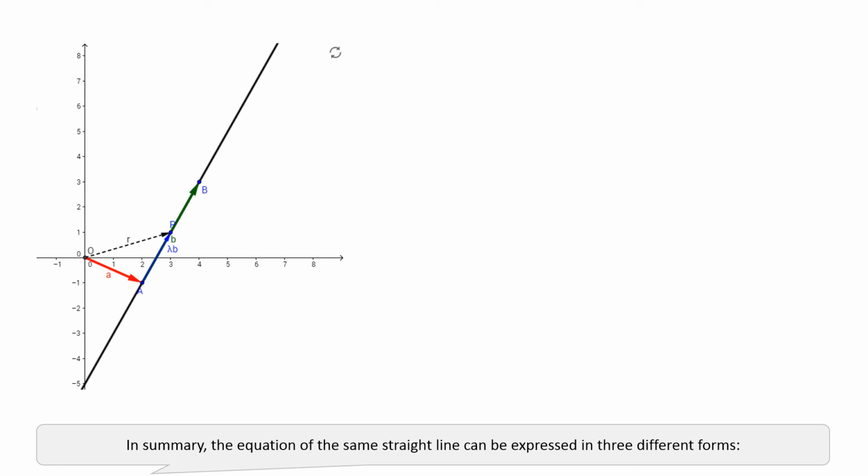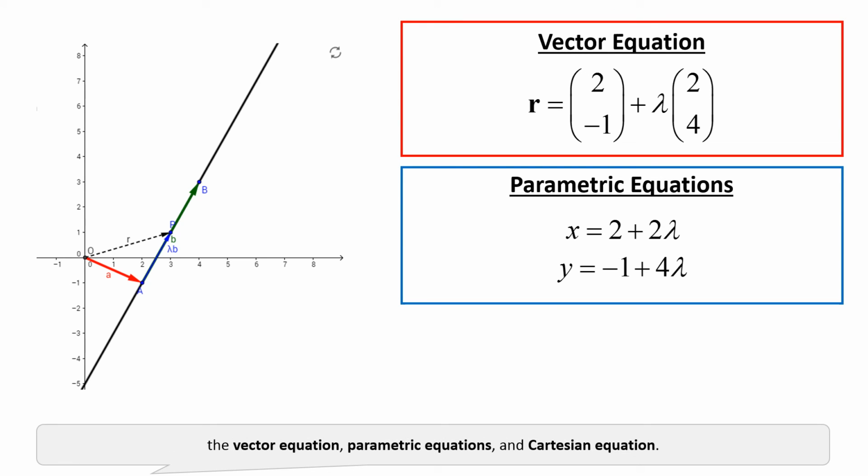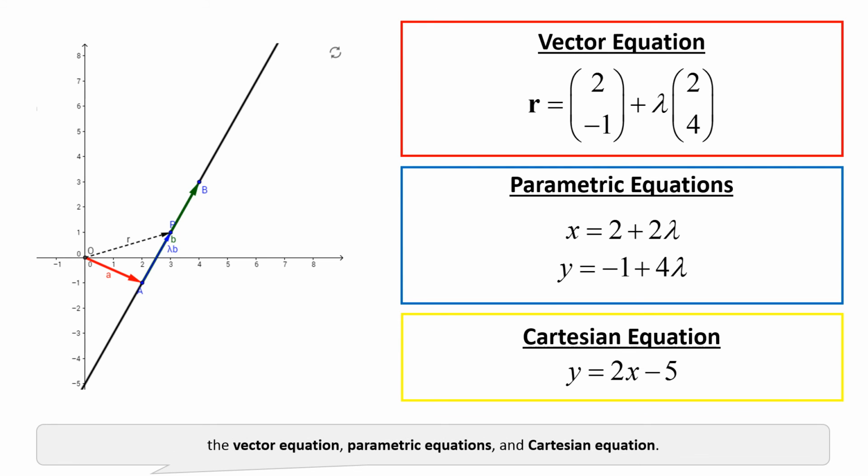In summary, the equation of the same straight line can be expressed in three different forms: the vector equation, parametric equations, and the Cartesian equation.